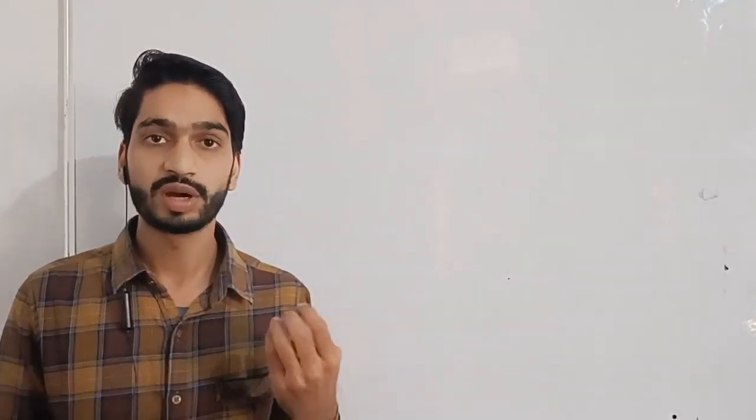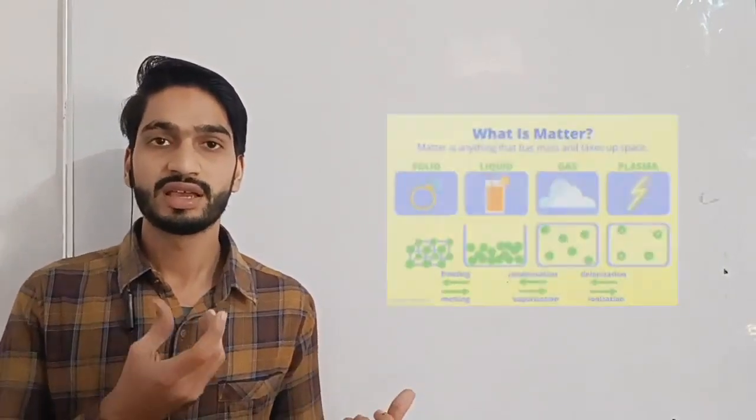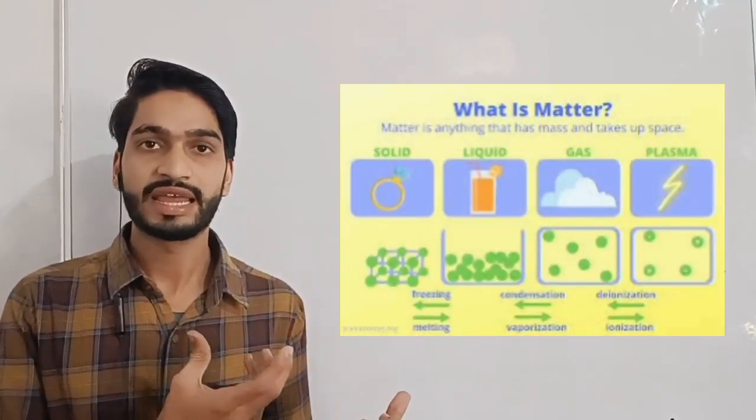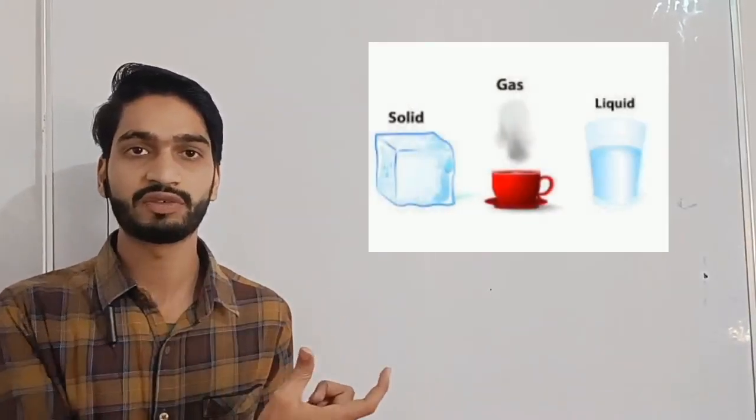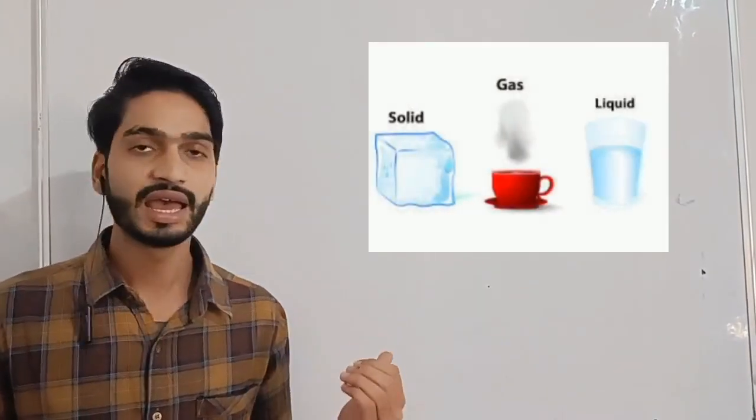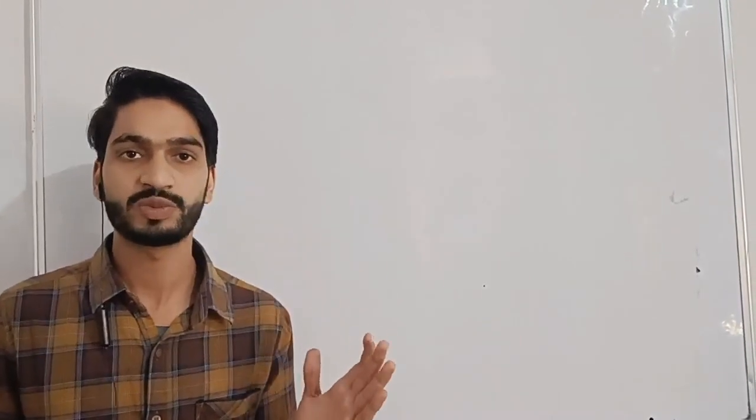Now we should know what is a metal. Metal is anything which occupies space and has mass. For example, this marker or this particular thing which you can see here has mass and it will occupy space. So this is called a metal.